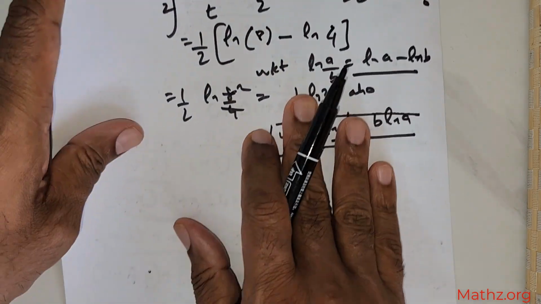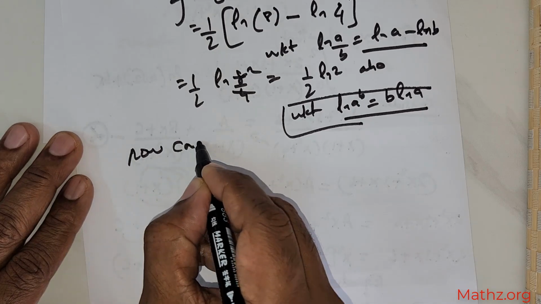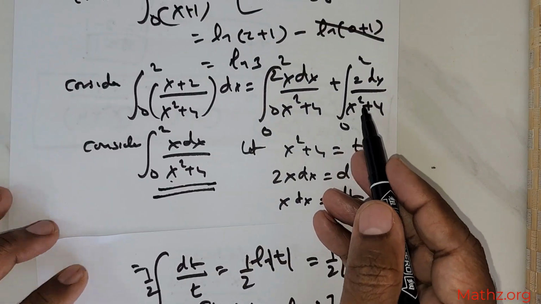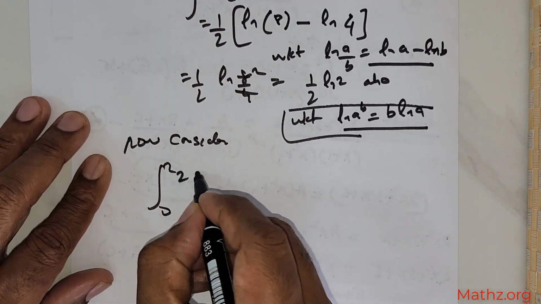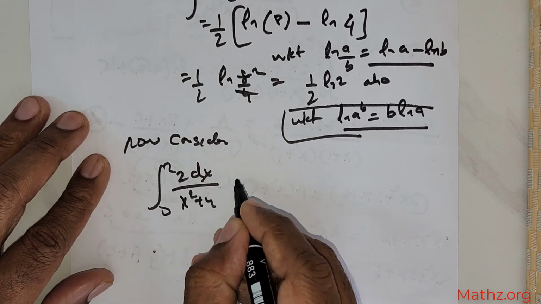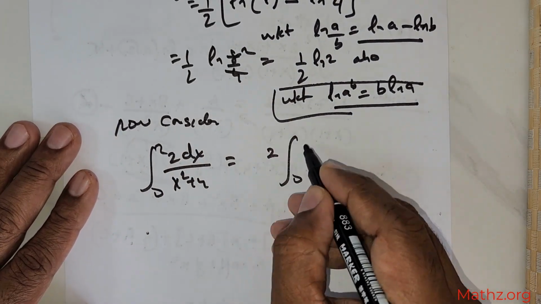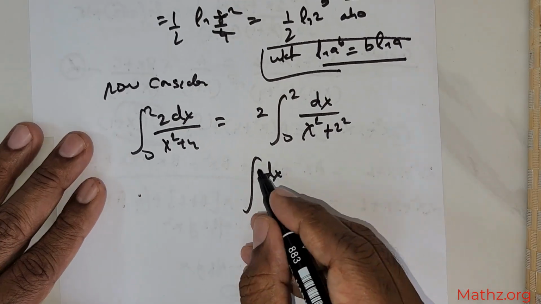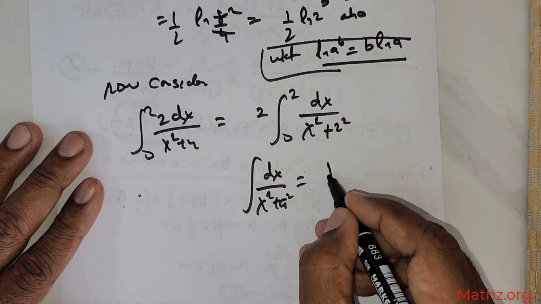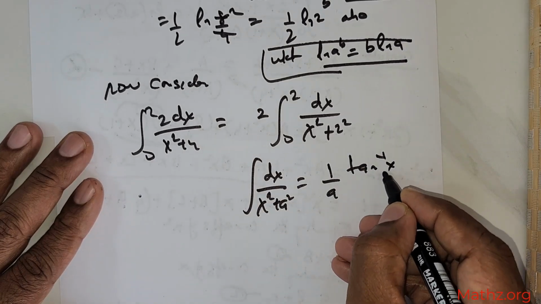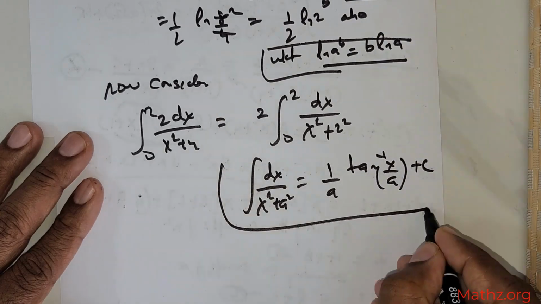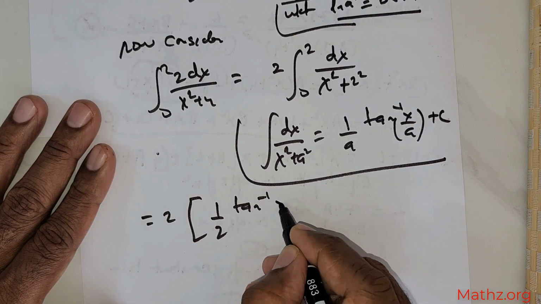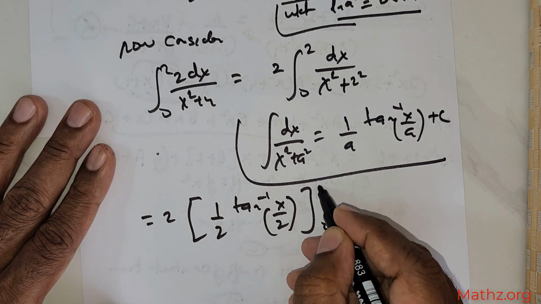The other part is what? Consider the integral from 0 to 2. What have we got? We got 2 times dx divided by x squared plus 4. I'm going to rewrite this as 2 times the integral from 0 to 2 of dx over x squared plus 2 squared. Now you have a formula. Integral dx over x squared plus a squared is 1 over a tan inverse of x over a. Using that formula, this is going to be 2 times 1 over 2 tan inverse of x over 2. The limits are 0 to 2.